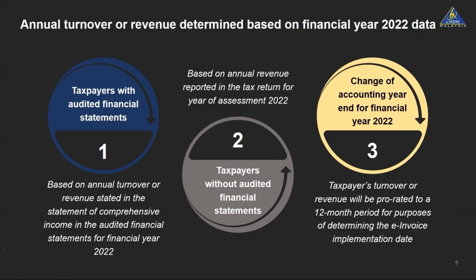If there is a case of change of equity period for the 2022 financial year, we will refer to annual income or sales and prorate for the year to determine the mandatory timeline. Any changes to annual income or sales in subsequent years will not change the taxpayer's responsibility to implement e-invoice based on the specified implementation timeline. And for a new company or business registered in 2023, we start implementing e-invoice on 1st July 2025.